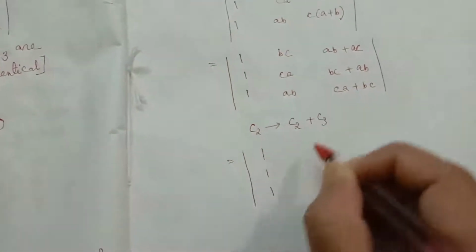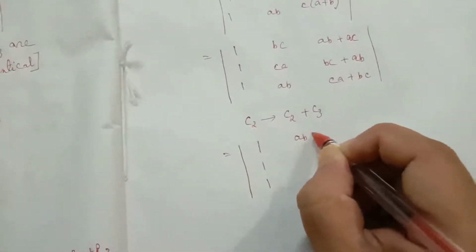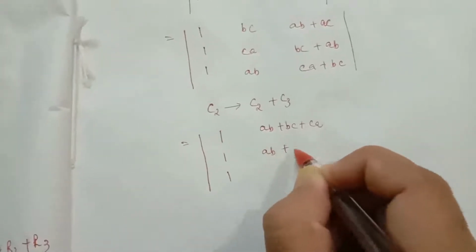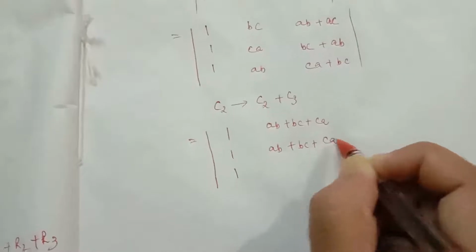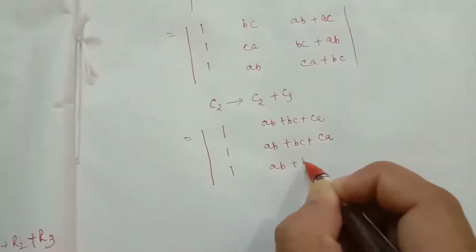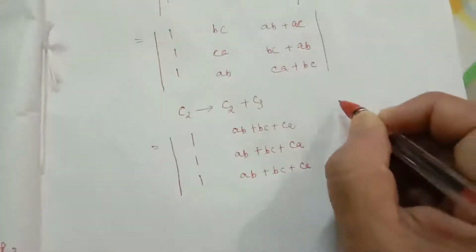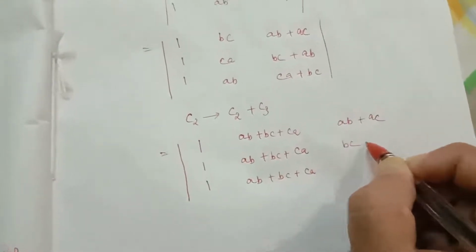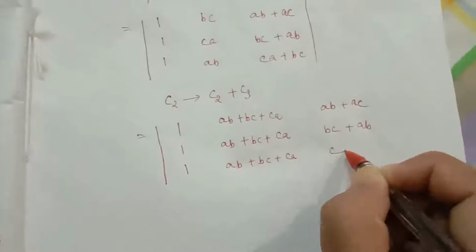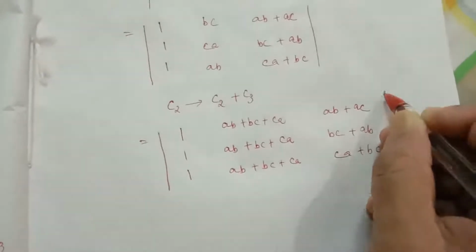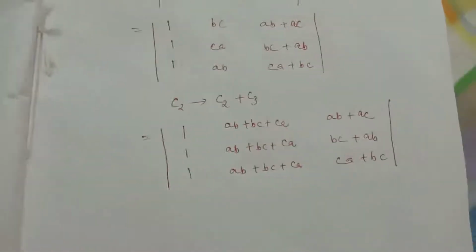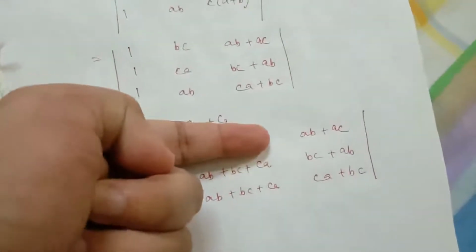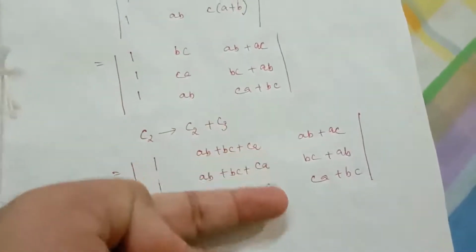1, 1, 1. This will become AB plus BC plus CA, AB plus AC, BC plus AB, CA plus BC. Now you can see all the elements of second column are same, AB plus BC plus CA.